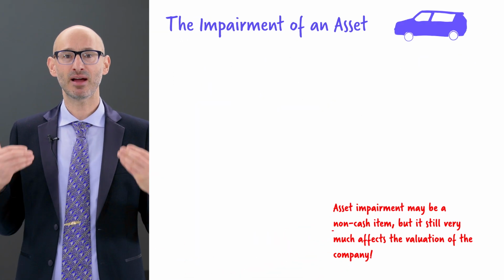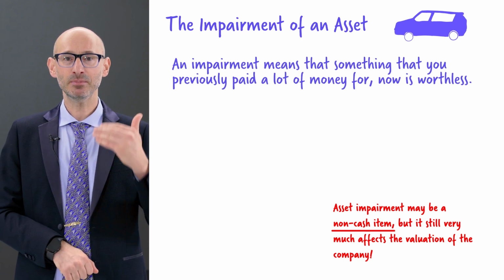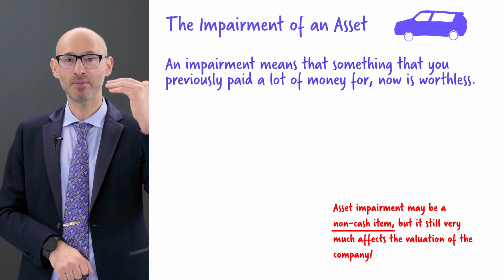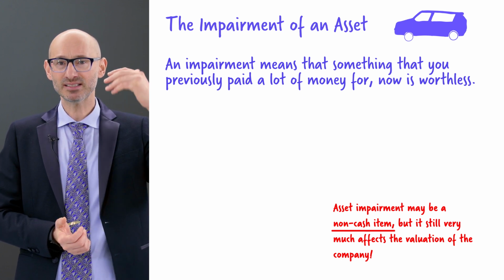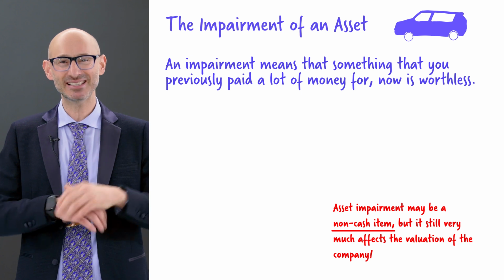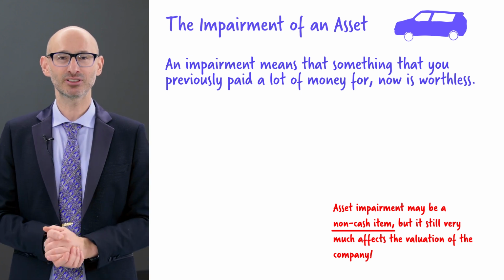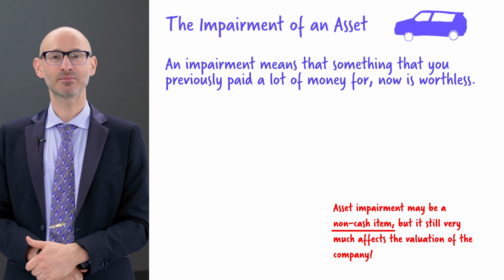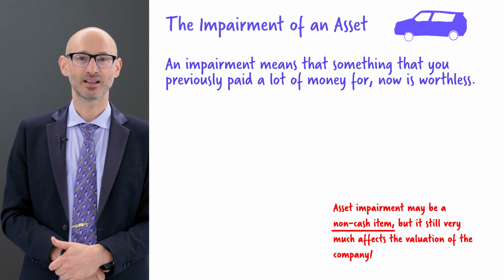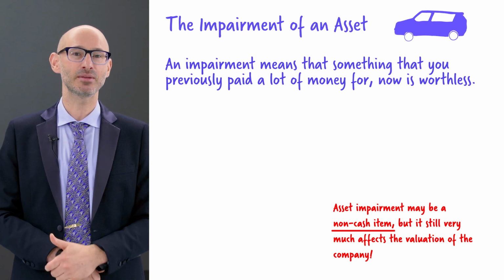Asset impairments might be non-cash, but they matter very much. An impairment means that something that you previously paid a lot of money for now is worthless. You remember some years back, Range Rover wanted to make a mid-sized SUV, one that fits families and is softer. The Range Rover Evoque, do you remember? Many celebrities were involved in endorsing it. I will not mention them, as we do not want people to think that accountants are mean.